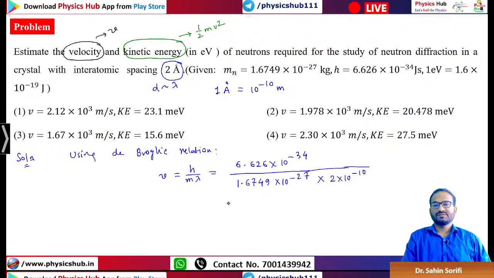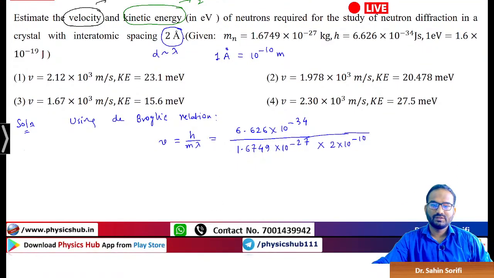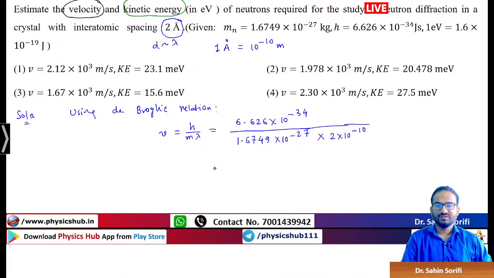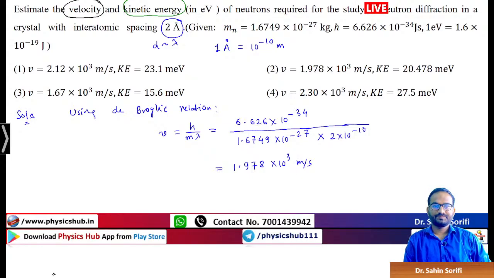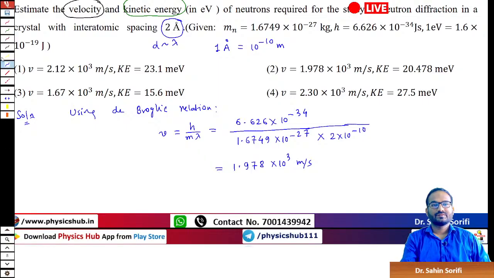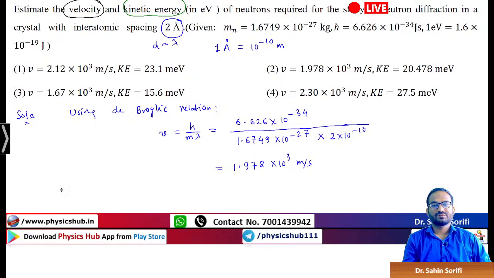So if you put all these values, what will you obtain? You will obtain 1.978 times 10 to the power 3 meter per second. This is from the de Broglie relation; using it, we can find out the velocity. Now if you want to calculate kinetic energy, then simply you will use half m v square.